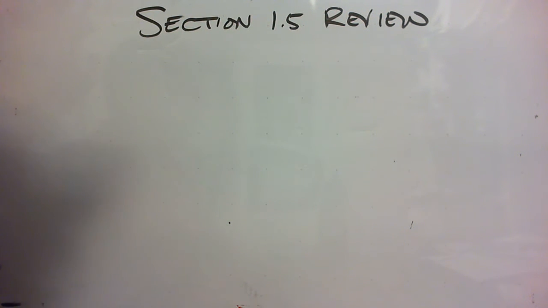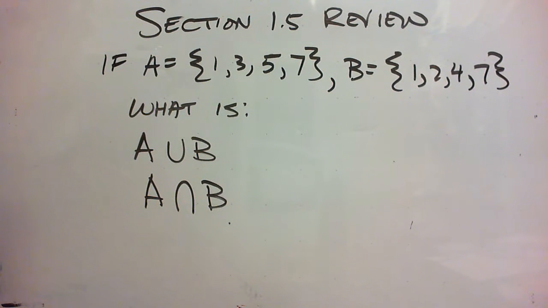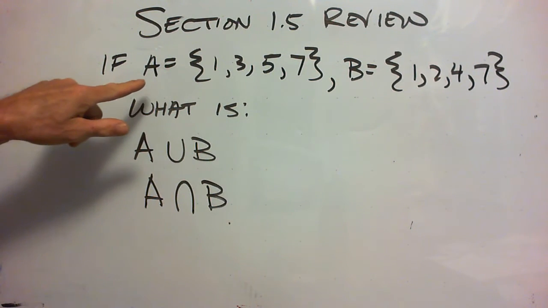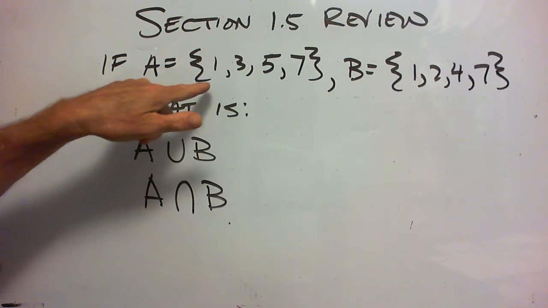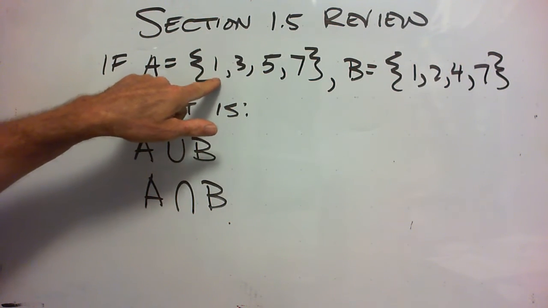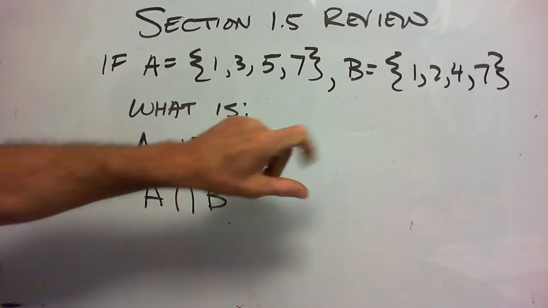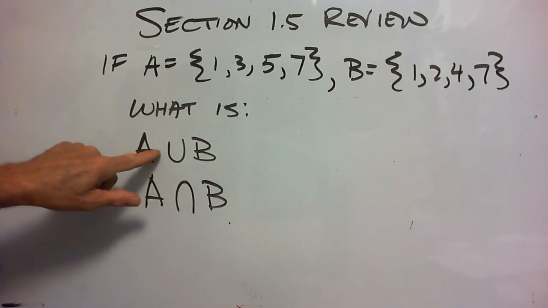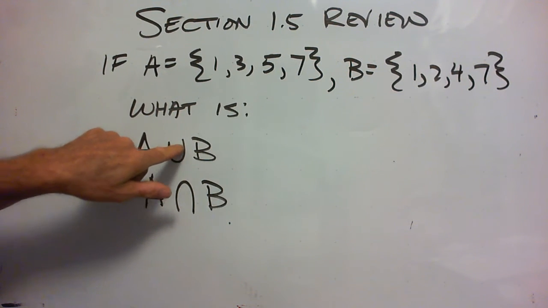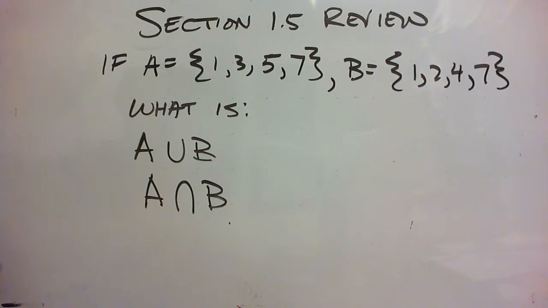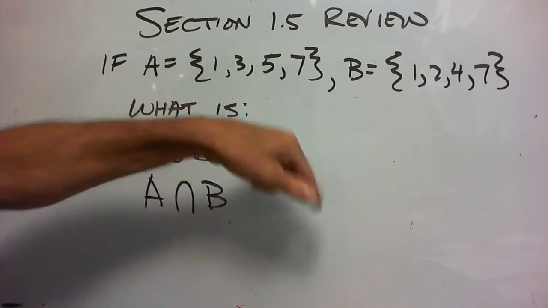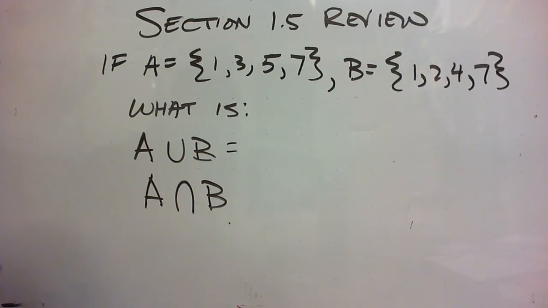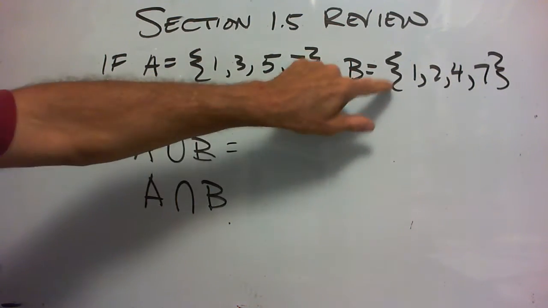Okay, I'm going to do some 1.5 review problems here. Our first problem is dealing with sets. If we have the set A equals the set containing 1, 3, 5, and 7, and B is the set containing 1, 2, 4, and 7, what is A union with B? Now, A union with B is all of the elements from both sets, and we don't list repeated elements twice.